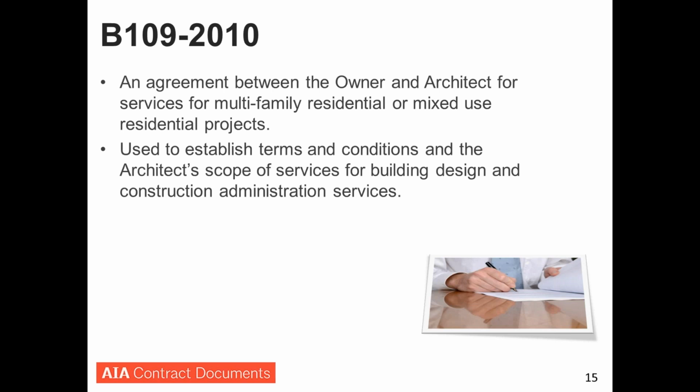Now, B109 is part of the A201 family of documents, which is our family of documents that uses A201 as the general conditions, and it's for a design-bid-build type of project. So if you were entering into a B109 to use on a project, you would use one of the A201 family owner-contractor agreements, and then you would use A201 as the general conditions.